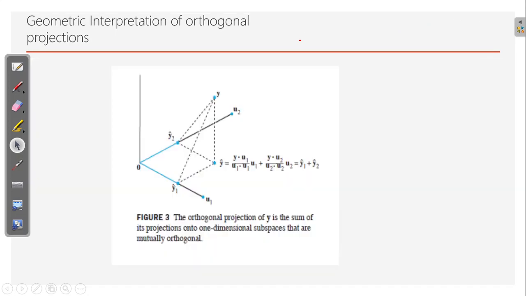So this is our theorem. Now, you can have a geometrical interpretation of orthogonal projections, which will be very helpful in solving problems also. Now, let me consider this figure. This is a three-dimensional figure. This is the x1 axis, this is the x2 axis, and this is the x3 axis.